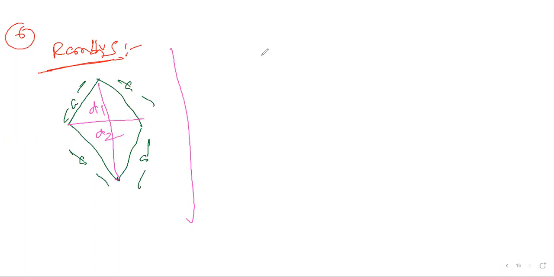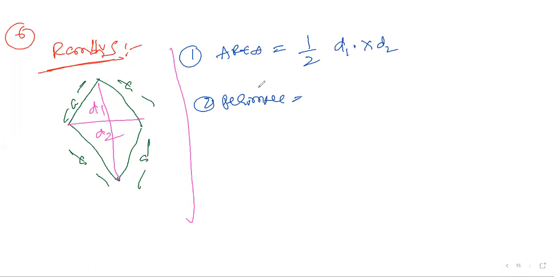Now let us enter into the area. Area of a rhombus is half into diagonal D1 into diagonal D2. Very important. Second one, perimeter. Perimeter means A plus A plus A plus A. Answer is 4A. Okay? Now let us go for the properties.